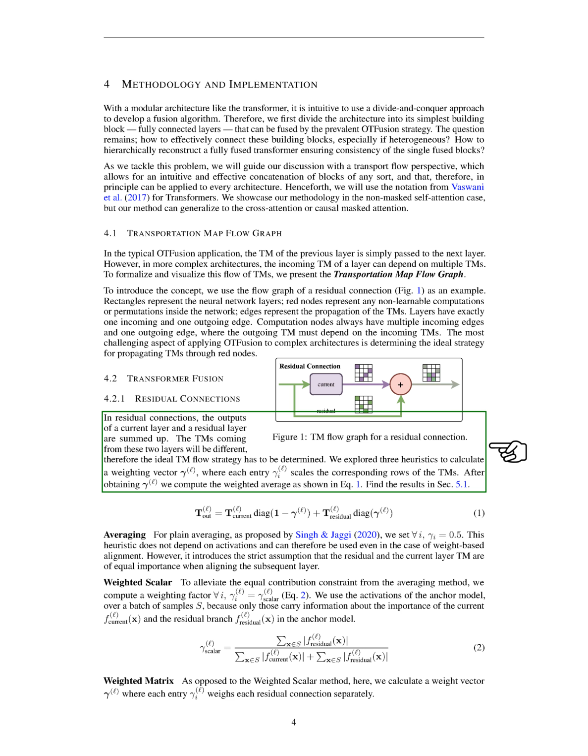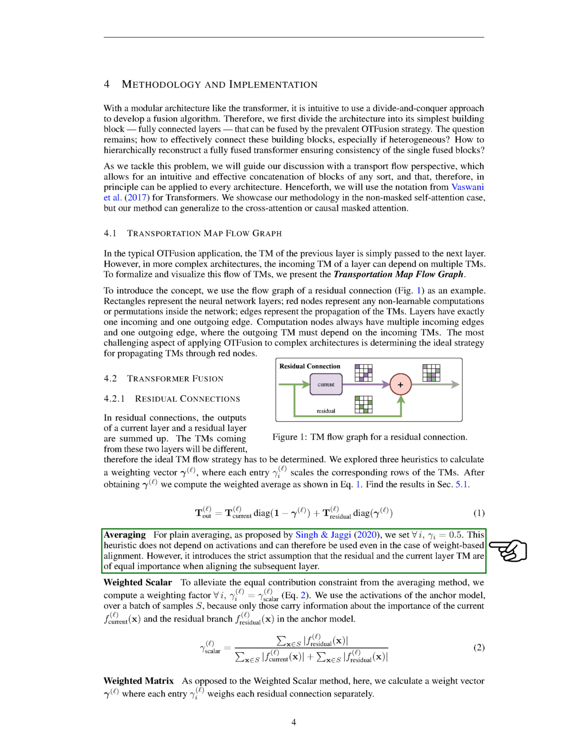In residual connections, the outputs of a current layer and a residual layer are summed up. The TMs coming from these two layers will be different, therefore the ideal TM flow strategy has to be determined. We explored three heuristics to calculate a weighting vector, where each entry scales the corresponding rows of the TMs. After obtaining the weighting vector, we compute the weighted average. We found that for plain averaging, we set each entry to 0.5. This heuristic does not depend on activations and can therefore be used even in the case of weight-based alignment. However, it assumes that the residual and the current layer TM are of equal importance when aligning the subsequent layer.